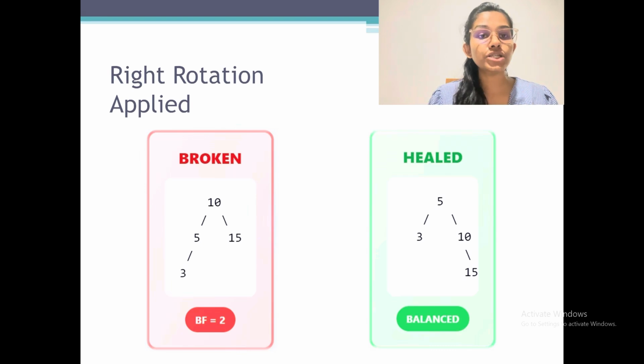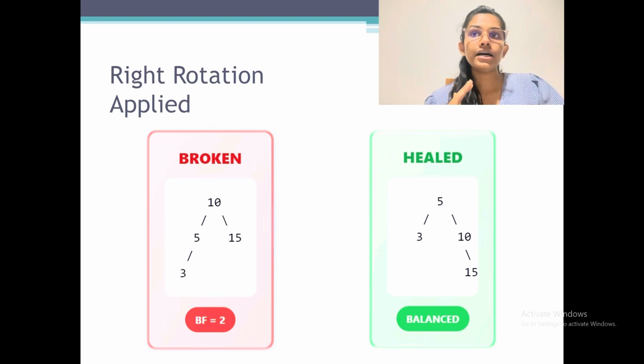Here's what happens during the right rotation. Node 5 becomes the new root of this subtree. Node 10 becomes the right child of 5. Node 15 remains as the right child of 10. Node 3 remains as the left child of 5.